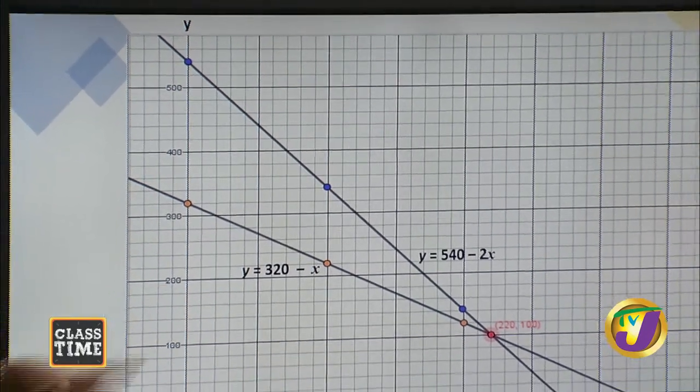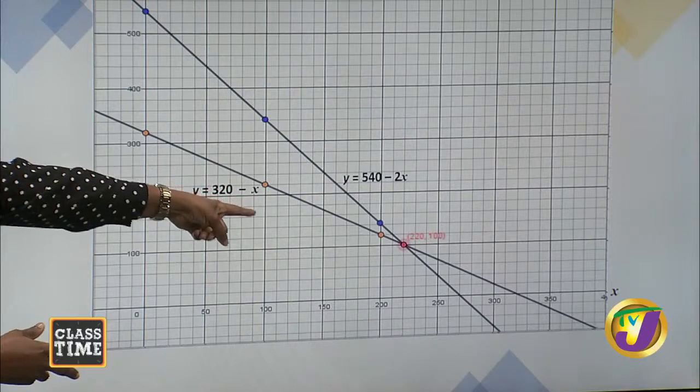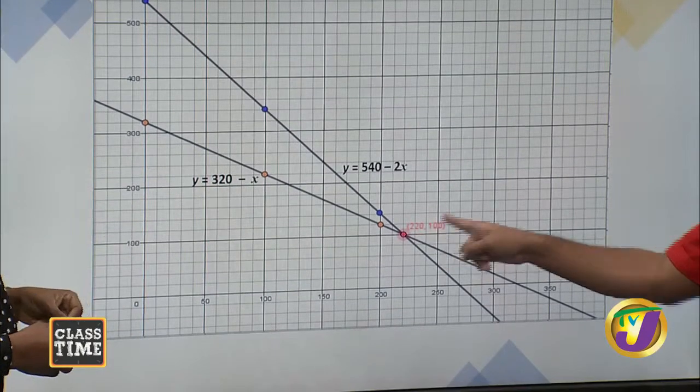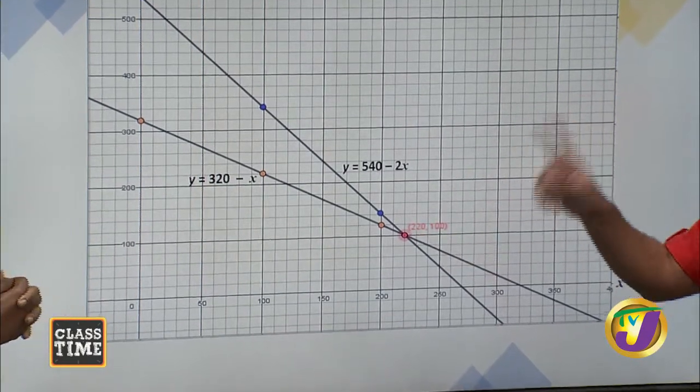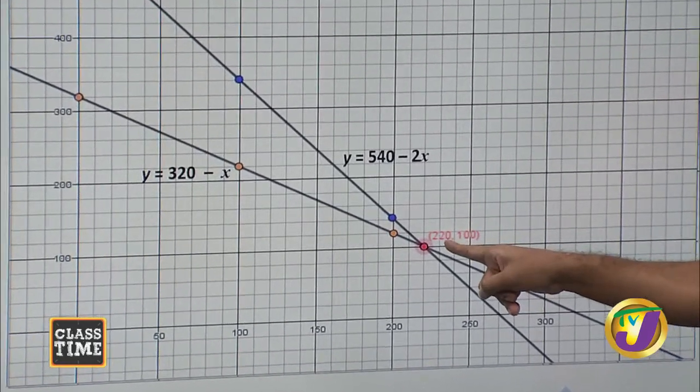So this intersection here of these two graphs would provide a solution. Let's do a quick check. You bought one patty and a box of orange juice. Yes. So 220.